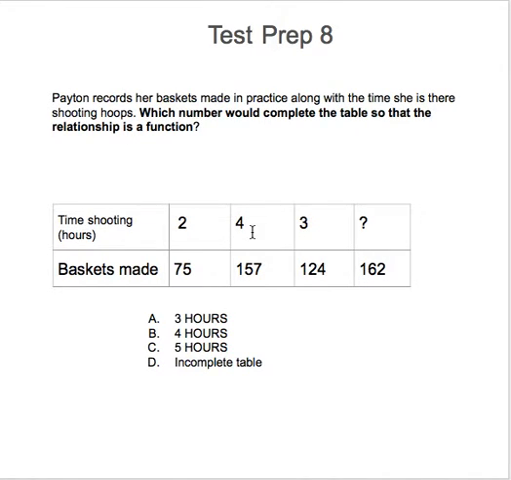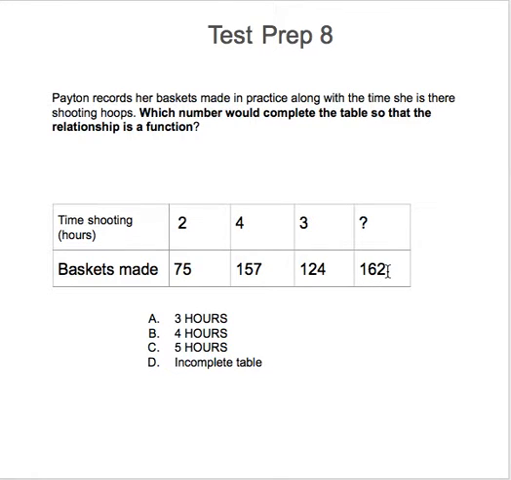Same thing with four. She already shot for four. We already know what she had for four, so that number is not going to change. So B wouldn't be a function. C would be a function because there isn't another input of 5 hours. Therefore, 5 could be a correct response. It could be 6. It could be really anything except for 2, 4, and 3 because of the input value.